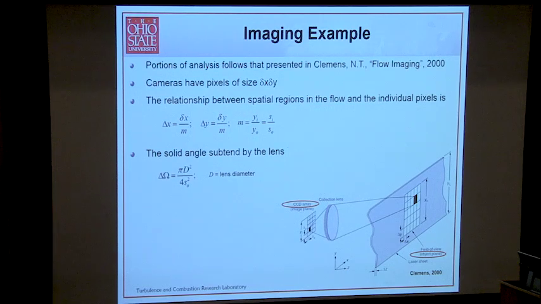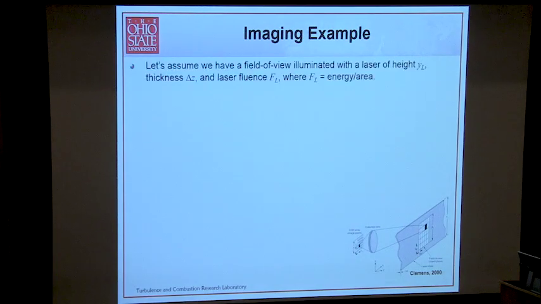The solid angle subtended by the lens is defined in this expression. And the camera F number, which is the focal length over the diameter of the lens, ends up being related to the solid angle. So what we're doing is trying to connect a lot of these geometric aspects. What this allows us to do now is say how many photons can we collect?